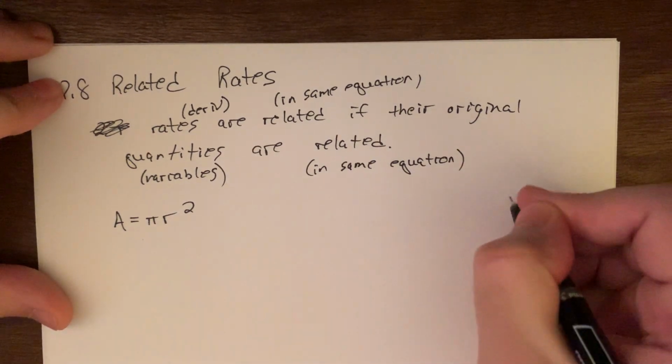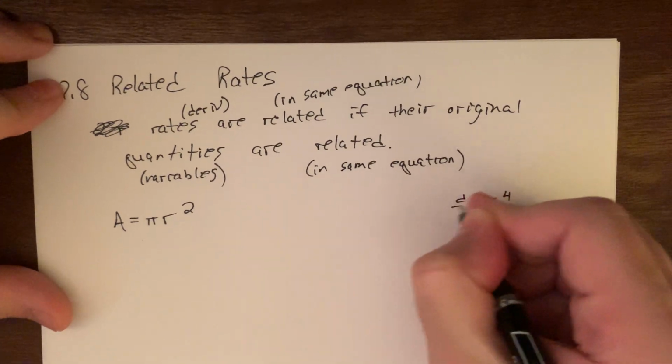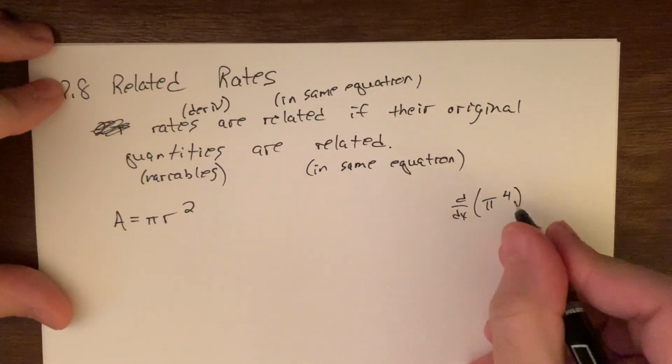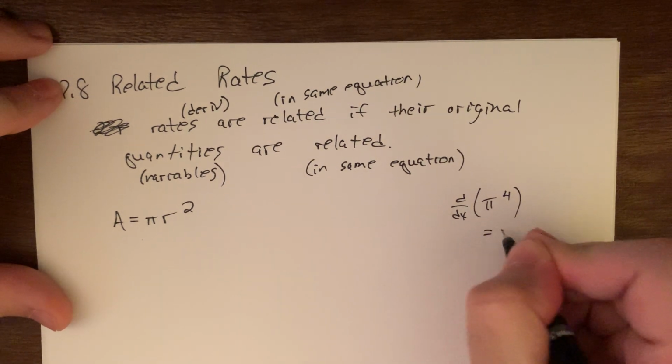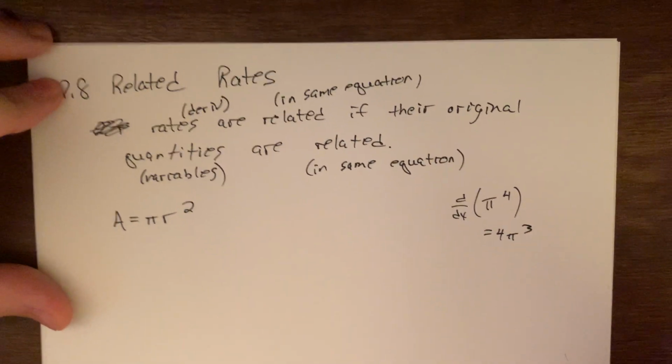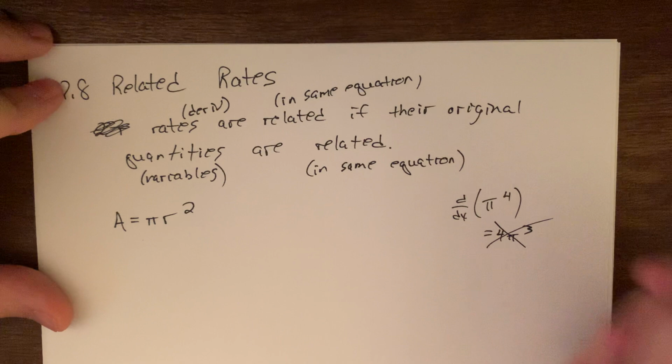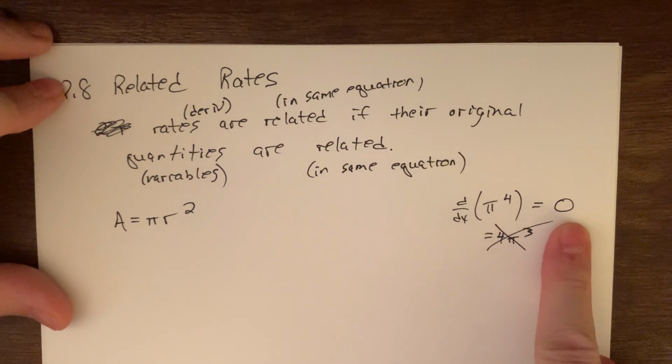I mean, actually, just a really fun, quick exercise. What's the derivative of pi to the 4th? If you said 4 pi cubed, you're not alone, but you're wrong. The answer is 0.